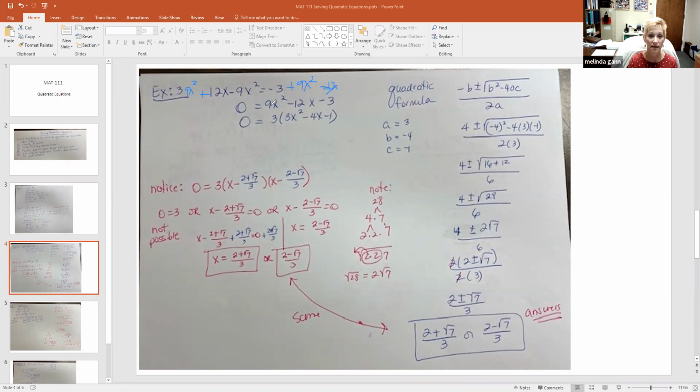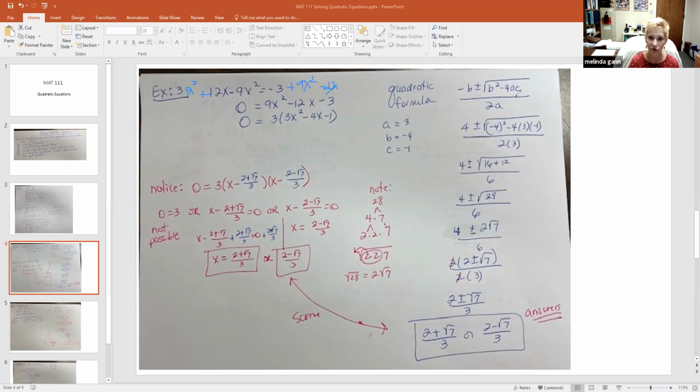See, 3 times 3 is 9, 3 times 4 is 12, 3 times 1 is 3. Now, this one, I tried by trial and error, and I couldn't get it to work. So I decided to use the quadratic formula. Now, let me show you something about the quadratic formula that's pretty sweet.